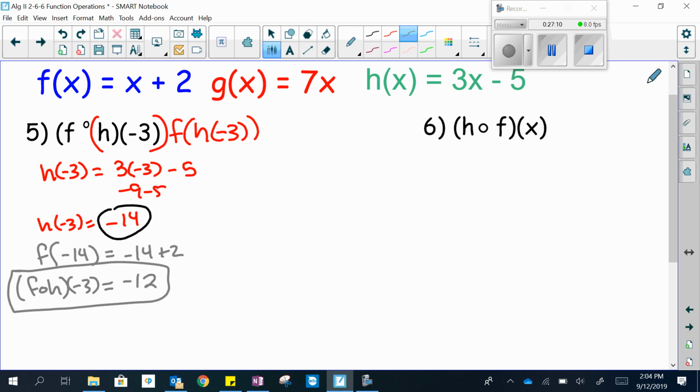My blinky pen is kind of put up in the corner. All right, how'd that go?